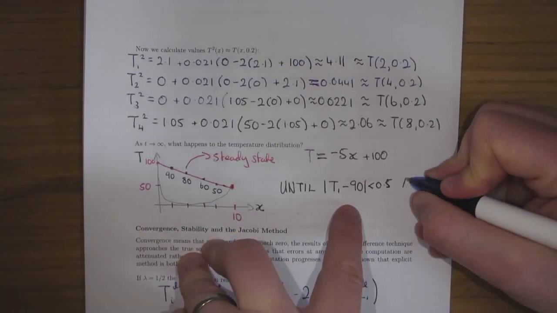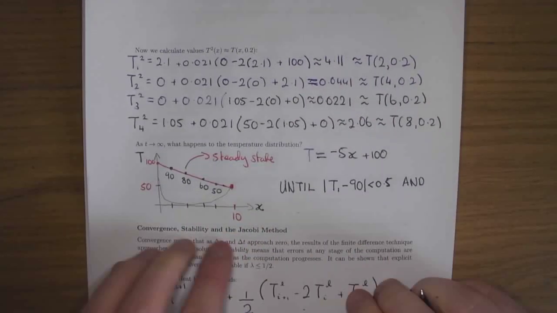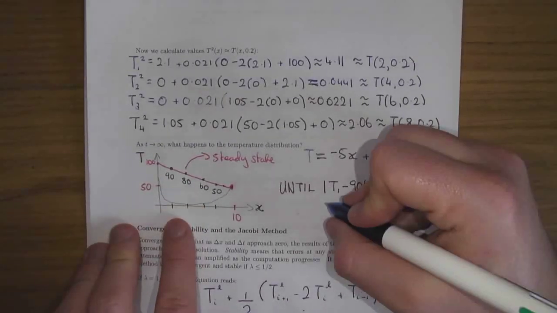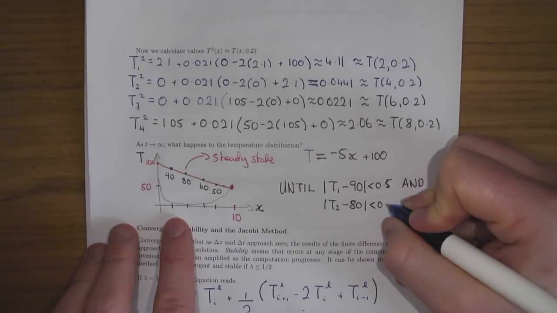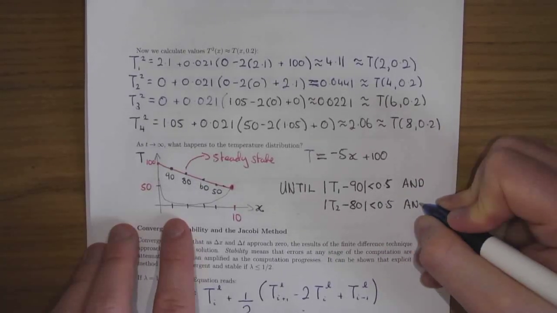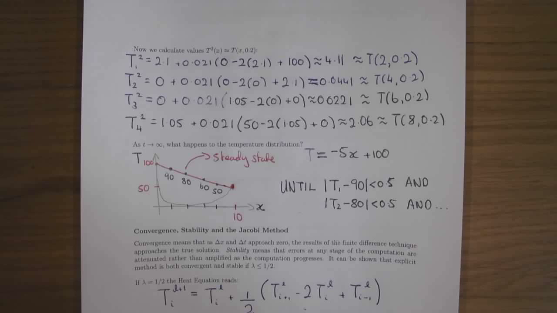Now the thing is, you have to do this for all of them, because it's possible for one of them to converge and not the others. So you need T2 minus 80 to be less than 0.5, and so on. And the convergence will be very nice like this, as long as you keep the lambda less than or equal to a quarter. If the lambda is a bit too big, you can get really weird stuff happening that I'm not going to even think about right now.